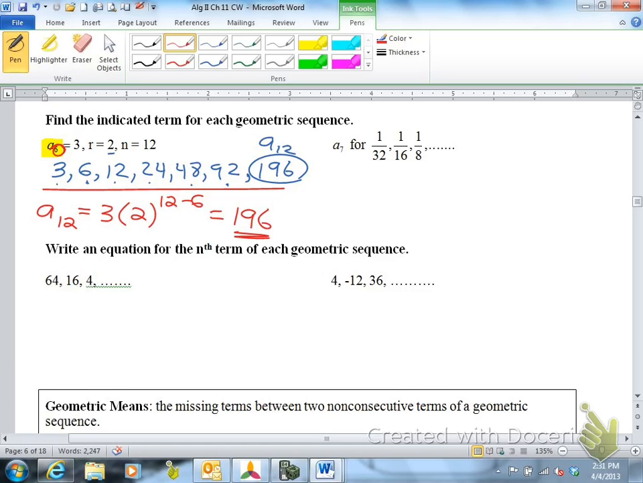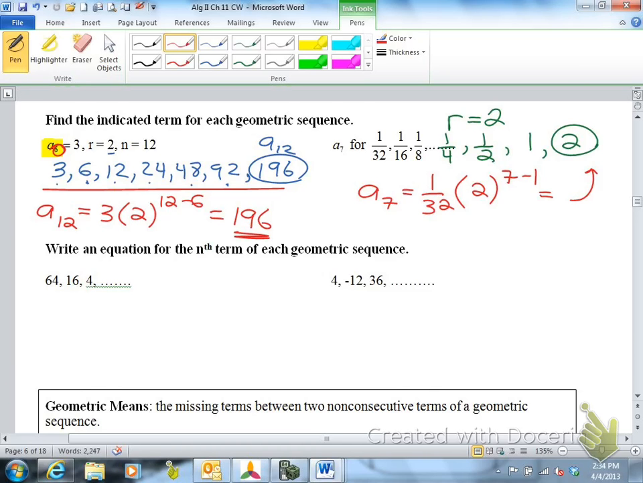So how about you pause the video and see if you could do the next. The answer is 2. Old-fashioned way up top, and then in red, the formula.